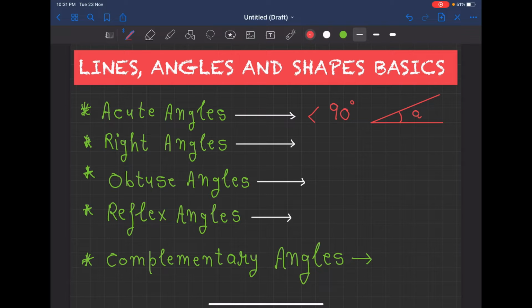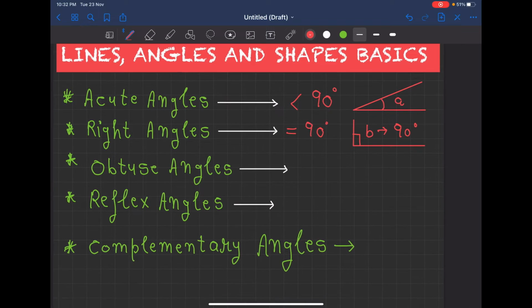Let's have a look at right angles. Right angles are the angles that have a value exactly equal to 90 degrees. So, let me take the same illustration here. Let's say I have a line like this and I draw a perpendicular. So this angle, let's say angle B, is exactly 90 degrees and it will be called a right angle.